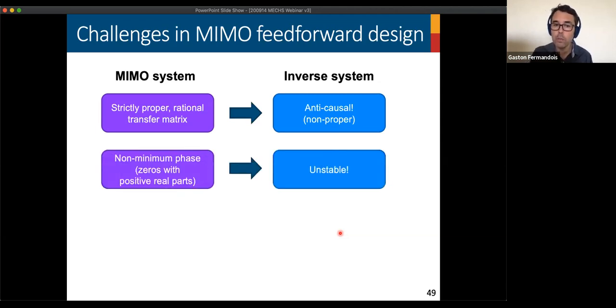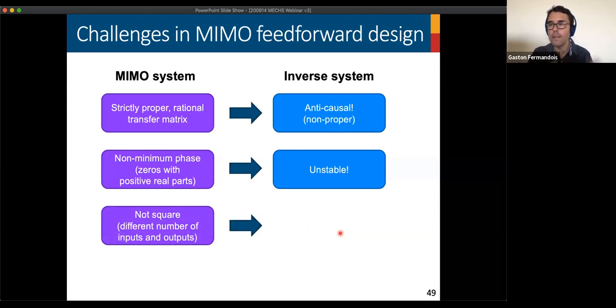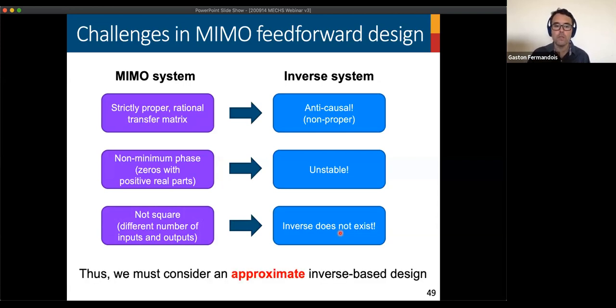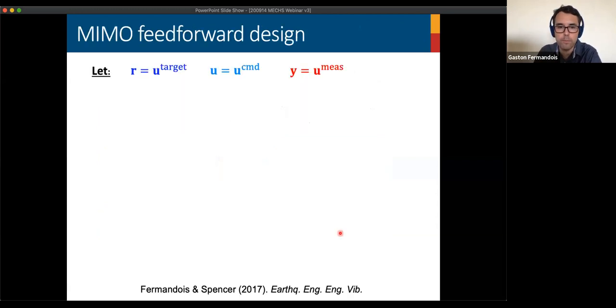So if we have a non-minimum phase, zeros with positive real parts, the inverse is unstable. And as explained before, if the matrix is not square, if we don't have the same amount of inputs and outputs, this inverse doesn't exist. So we can only approximate an inverse-based design in order to create a feedforward compensator.